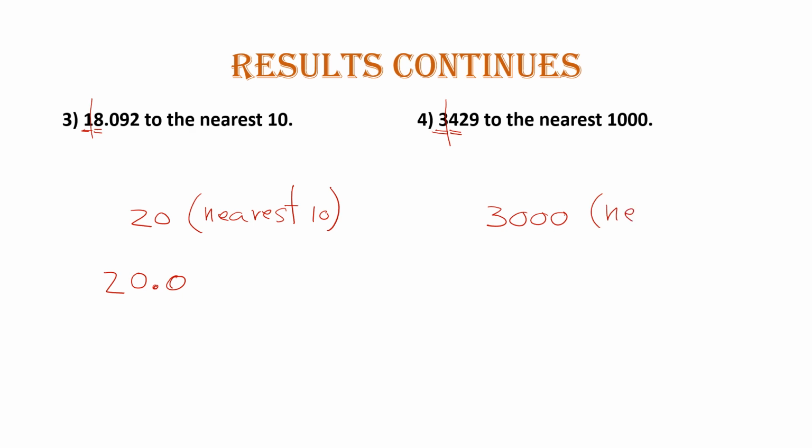I think we got that in one of our examples. I can't remember if it's the same number. To the nearest thousand. Yep, and that's it. So 3,000 to the nearest thousand.